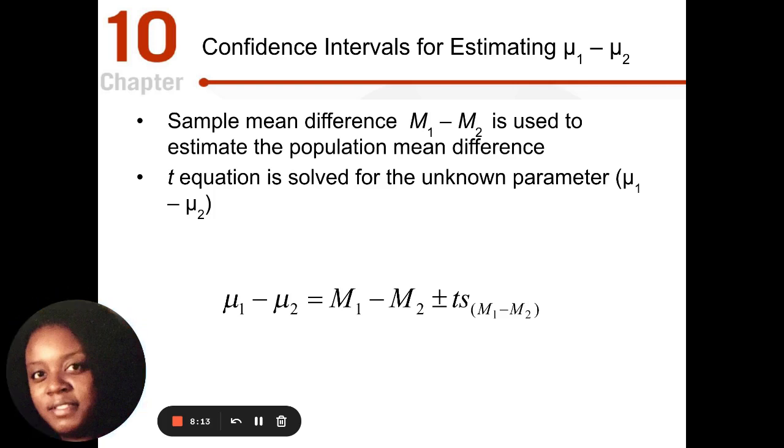We also have to consider confidence intervals. That's when we have the sample mean difference, and it's used to estimate the population mean difference. So we use a t equation, and it's solved for the unknown parameter.